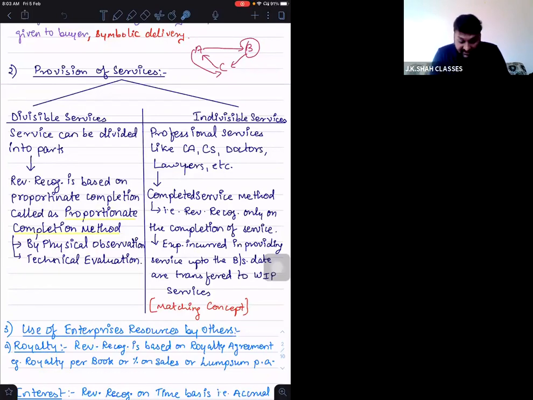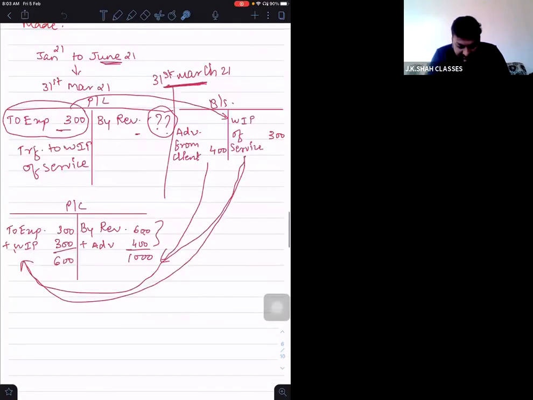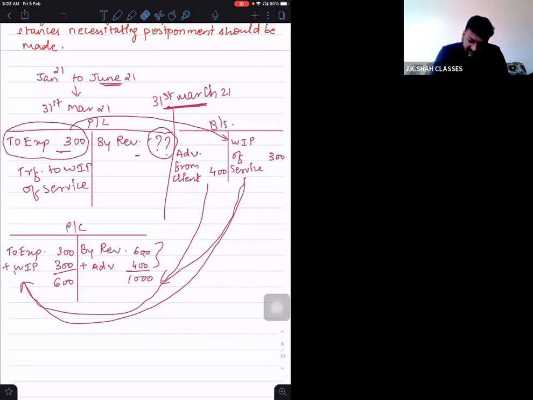Now see what I have written over here: revenue is recognized only on the completion of service. Further, I have written that expenses incurred in providing service up to the balance sheet date are transferred to WIP of services. Expenses incurred up to the balance sheet date are transferred to WIP of services. Now, what is the logic? Please understand with this example that I've put over here.